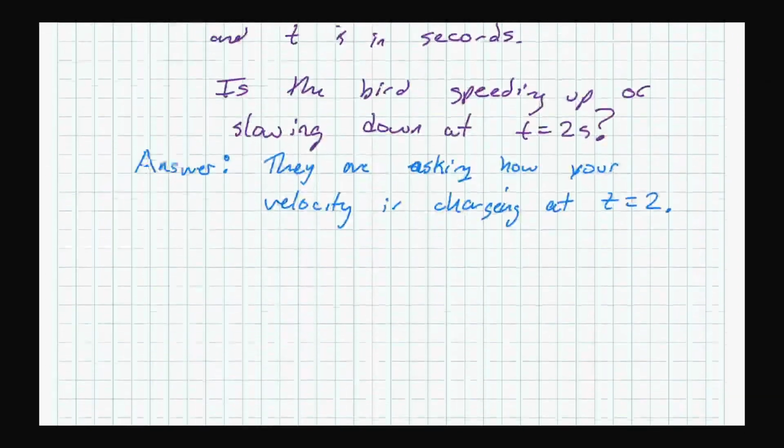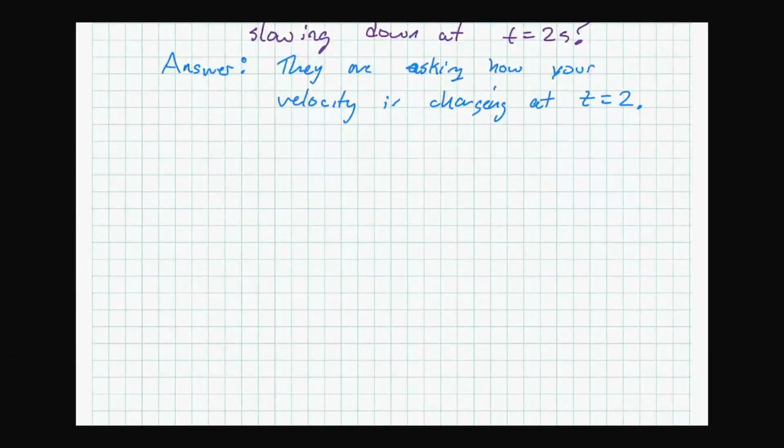Okay. And the sign is going to tell us the answer here, but we need to just get in here and do this. So they're asking how your velocity is changing at t equals 2. Acceleration will tell us that, because acceleration is the rate of change of velocity.